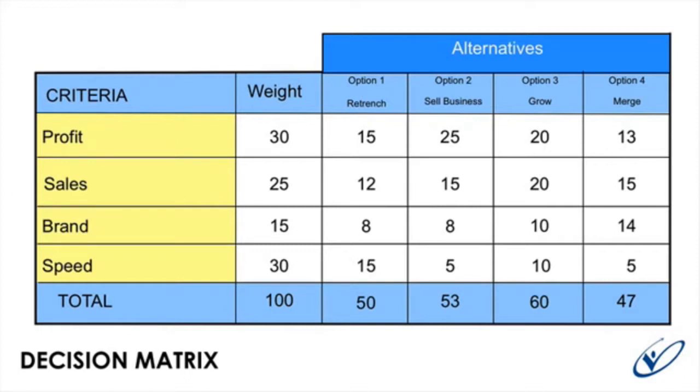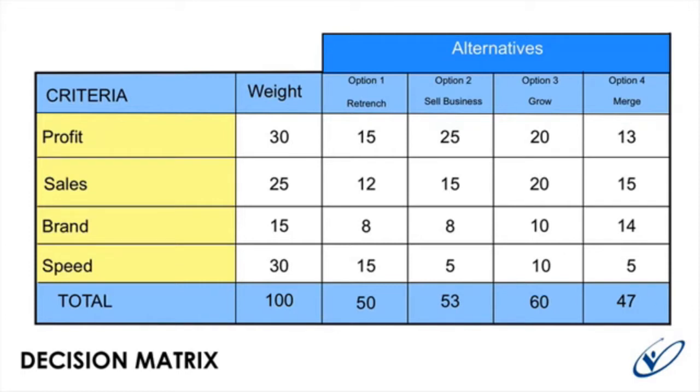Now, there's 4 criteria in this case. If they were equally weighted, they'd all be a score of 25. But we've said profit rates higher, and so does speed, and brand rates lower. Okay, so we put different weightings on them. Then what you do is for each of your alternatives, you score across the row, and you score out of the weighting. So for profit, we go across. For option 1, we've given it 15 out of 30. Option 2, 25 out of 30, etc. In sales, option 1 was 12 out of 25 and option 2 was 15 out of 25.